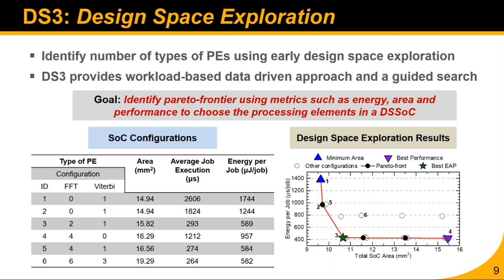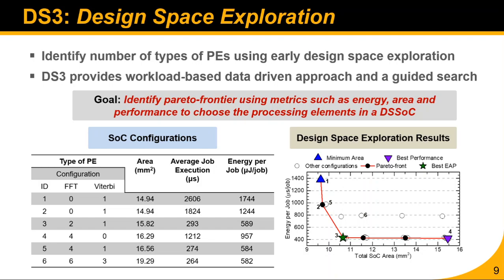The table on the left lists the representative configurations out of 20 configurations. Each row in the table represents the configuration under investigation, with an estimated SoC area, average execution time, and average energy consumption per job. The figure on the right plots the energy consumption per job as a function of the SoC area.